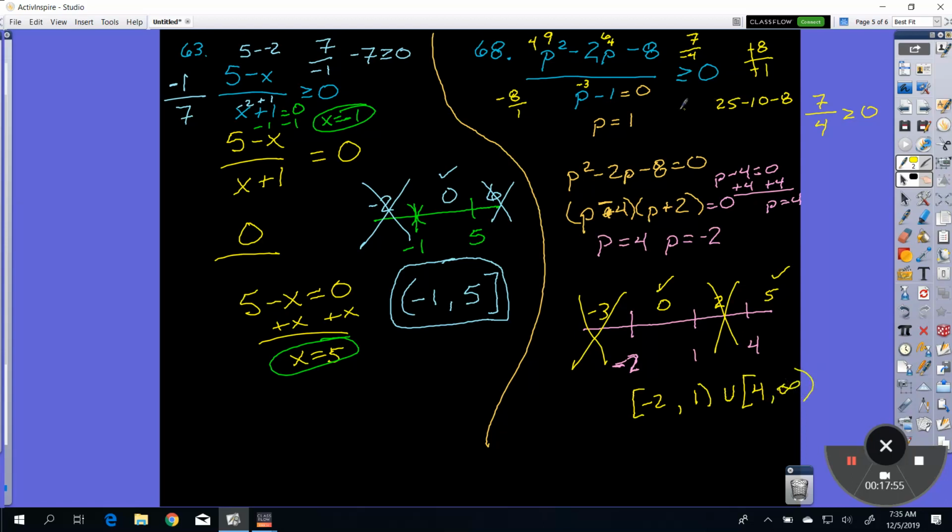So the critical values that you find from setting the top equal to 0 will either be a bracket or parenthesis based on your sign. The critical value from the denominator, what makes it go undefined, will always be a parenthesis.